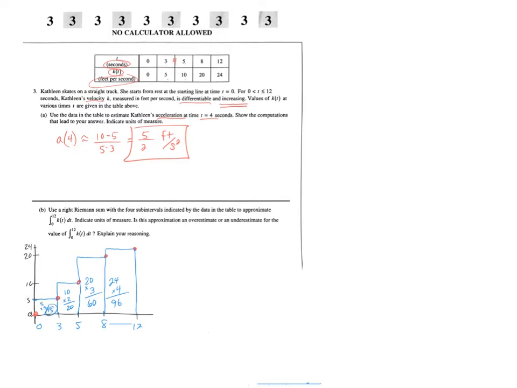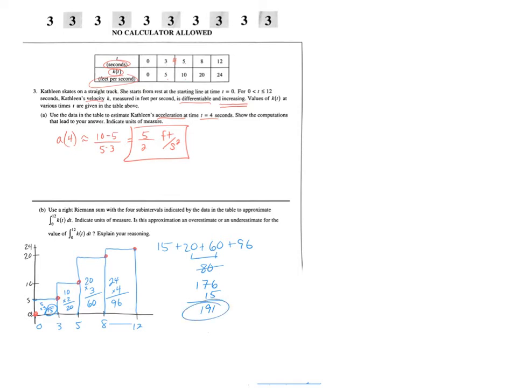So all we have to do is 15 plus 20 plus 60 plus 96. Now there's no calculator allowed here. So yes, we're going to have to do that arithmetic by hand. Let's see, that's 80, and 96 is 176, plus the 15 is 191.